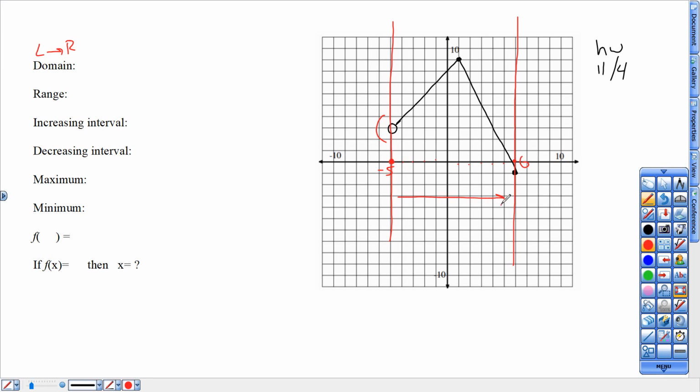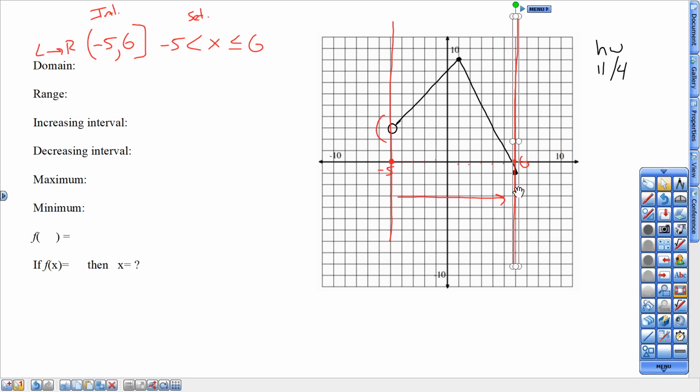If I write that with brackets, it would be open on the -5 because that circle is open, all the way to 6, and that would be square. If I wrote that with inequalities, it would be a less than symbol, not with the equal line under it, just plain less than x, and then less than or equal to 6. The first way is interval notation. The second way is set notation using inequalities. All right, let me erase this.